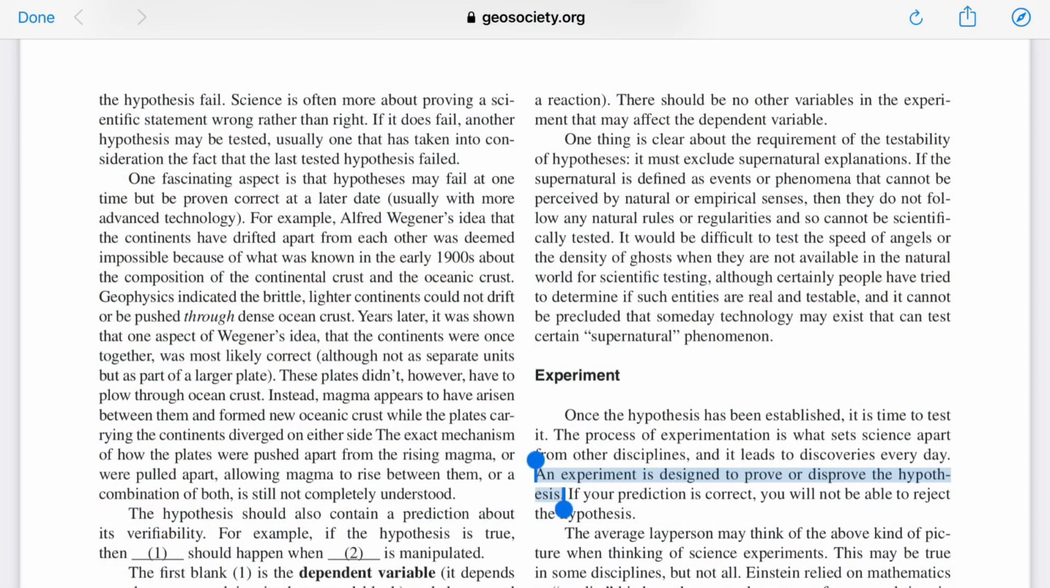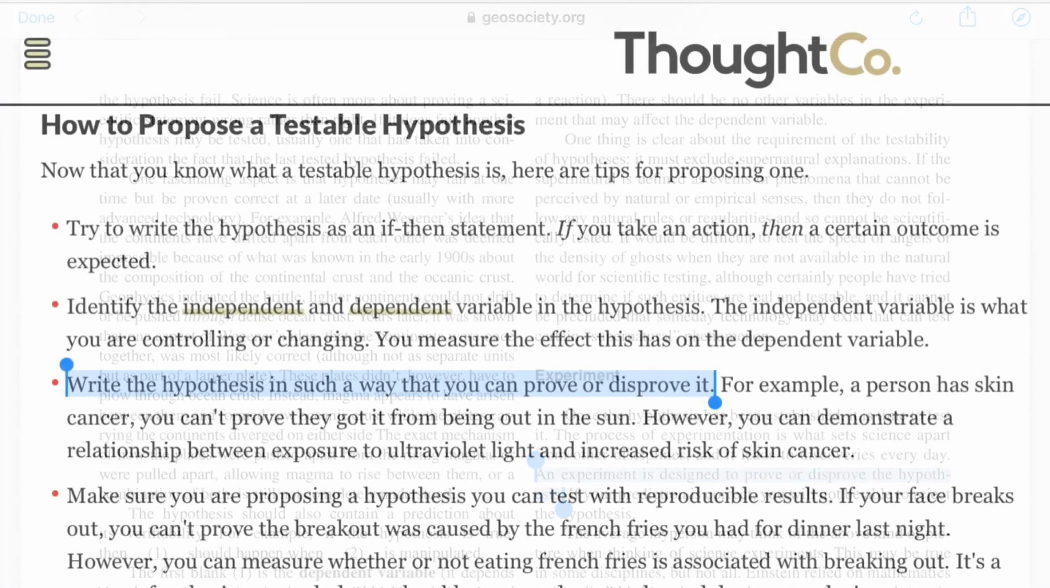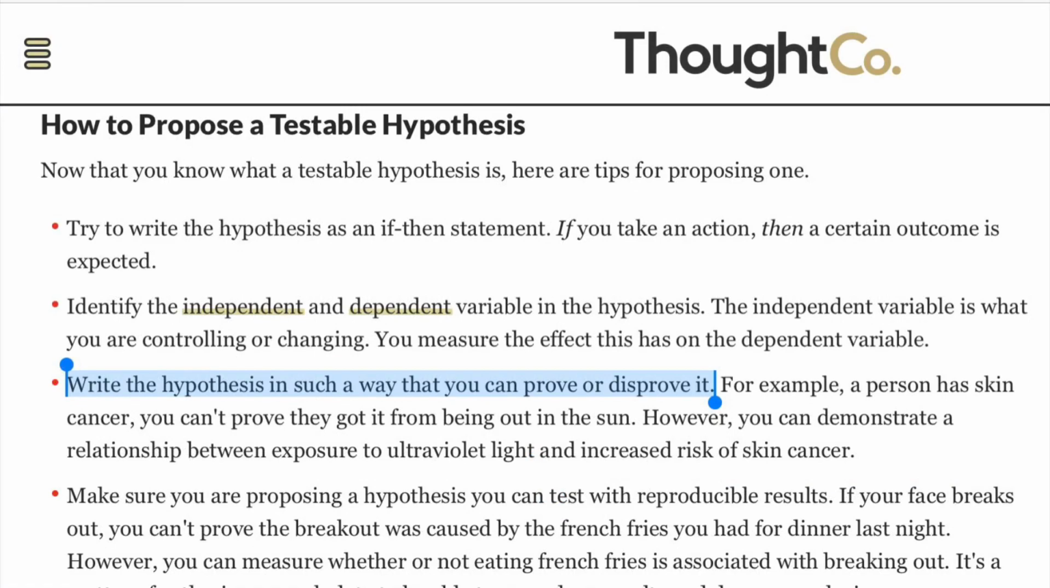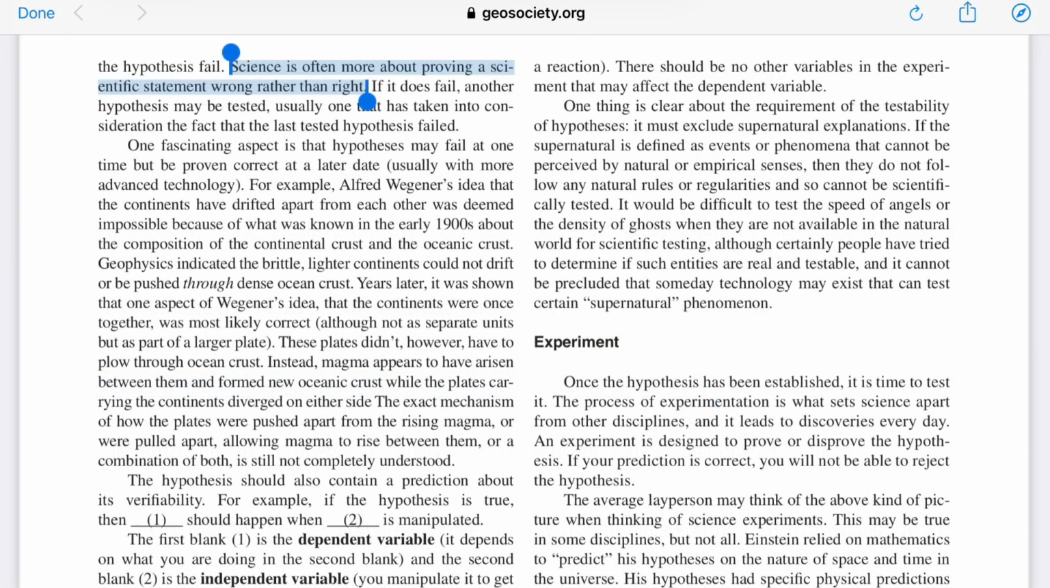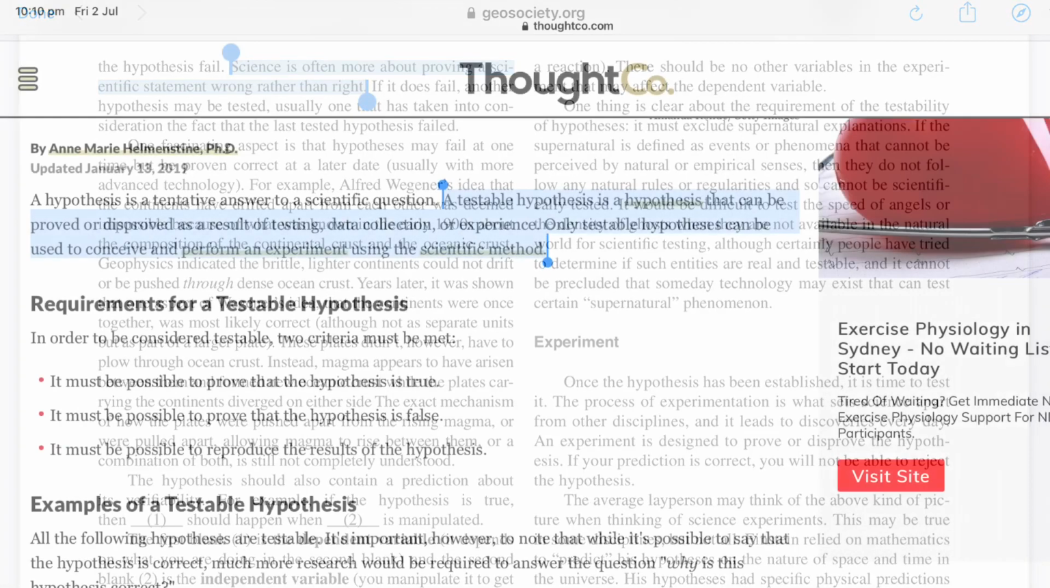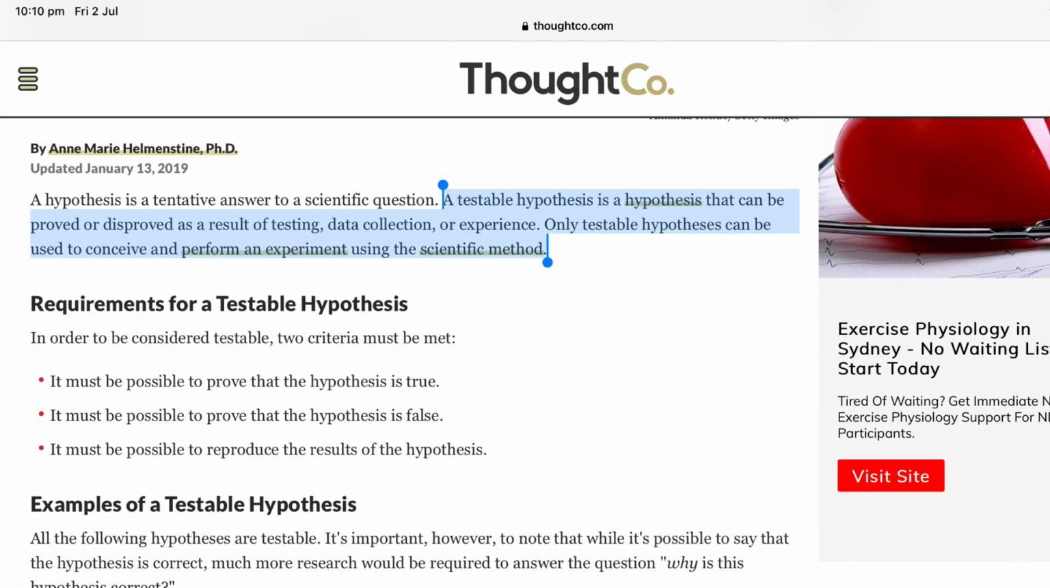Alright, enough stuttering through your doublespeak. From Geosociety, an experiment is designed to prove or disprove the hypothesis. From ThoughtCo, write the hypothesis in such a way that you can prove or disprove it. Another one from Geosociety, science is often more about proving a scientific statement wrong rather than right. How embarrassing, a flat earther proving the scientific illiteracy of a globe zealot. Just another kick while you're down. A testable hypothesis is a hypothesis that can be proved or disproved as a result of testing.